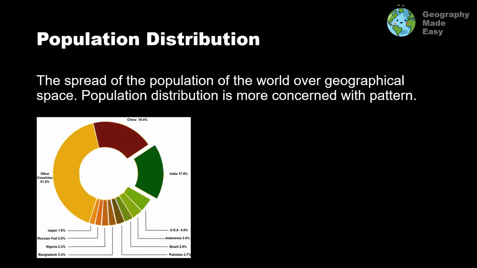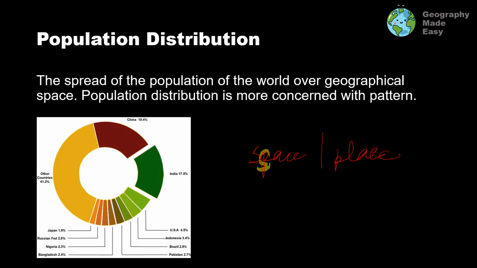The first concept that we will be concerned about is population distribution. The population distribution is defined as the spread or the amount of population which is spread over a geographical space or place over the world. So here we are taking into consideration the spatial distribution, that is, in which part of the world how much population is present and in which part of the world fewer people are living.